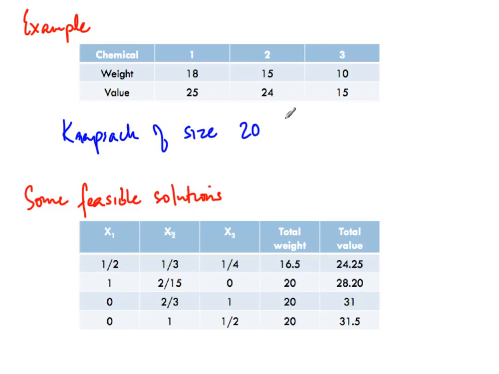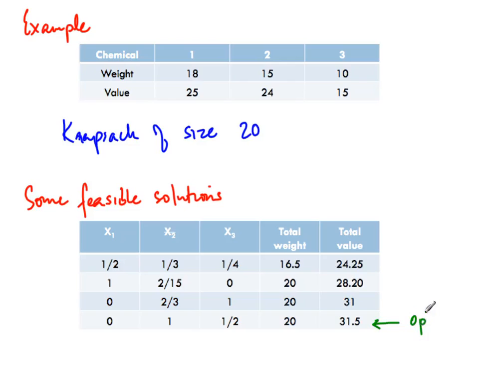Or I can take all of this, which is 15 units of weight for value 24, and that leaves me with 5. So I take half of this 10 and I get 31.5. So depending on which combination I choose, clearly the value changes. In this particular case, this does turn out to be the optimum.